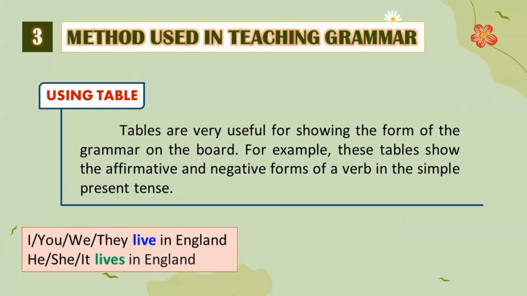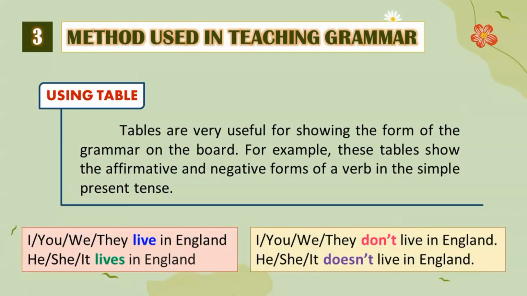Like I, you, we, they live in England. He, she, it lives in England. And then I, you, we, they don't live in England. And he, she, it doesn't live in England.